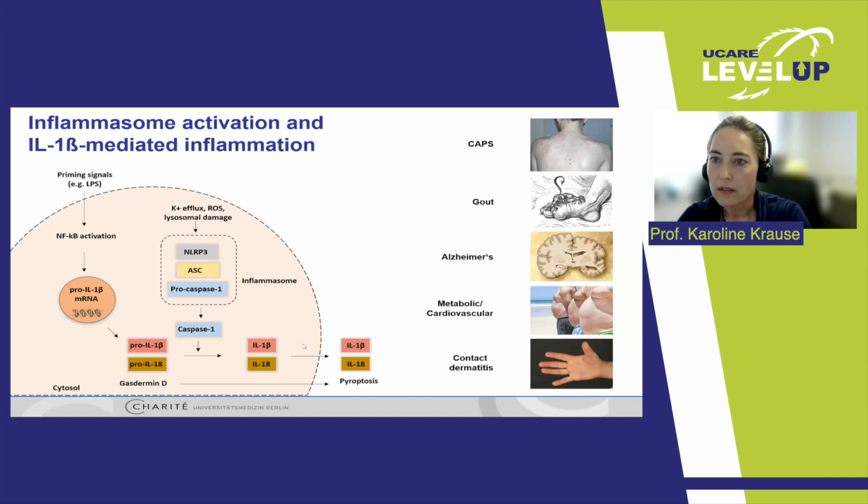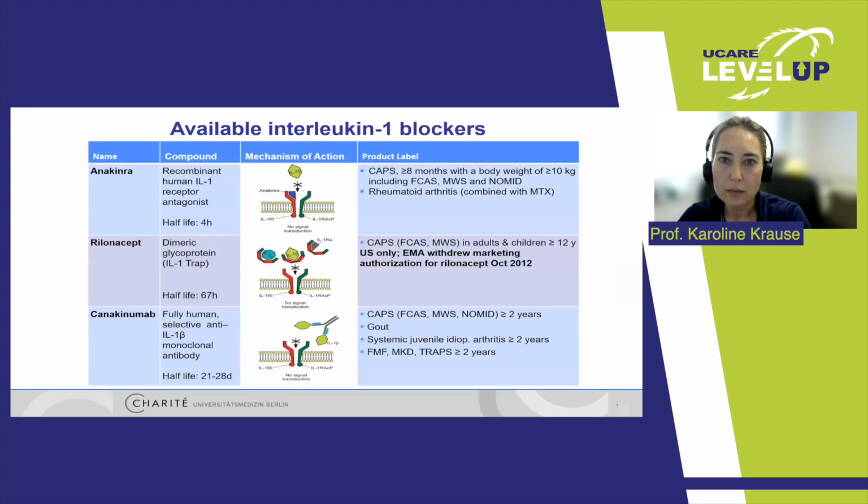We know that this is not only true for CAPS, but also presents in other diseases such as gout, Alzheimer's, but also very common diseases, cardiovascular diseases, and also dermatologic conditions such as contact dermatitis. So the available treatments, anti-IL-1 blockers, already mentioned briefly. We have 3 IL-1 blockers. 2 of them are currently marketed in Europe, and in the US we also have a third one, rilonacept.